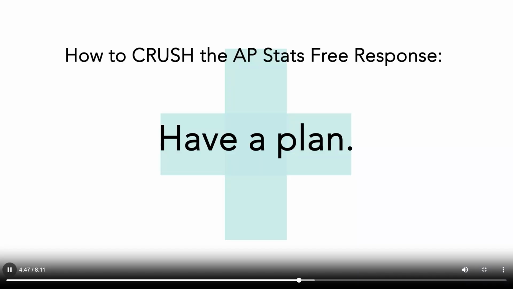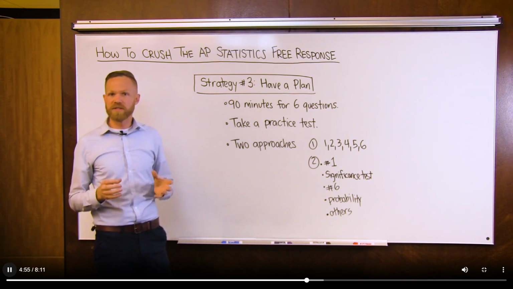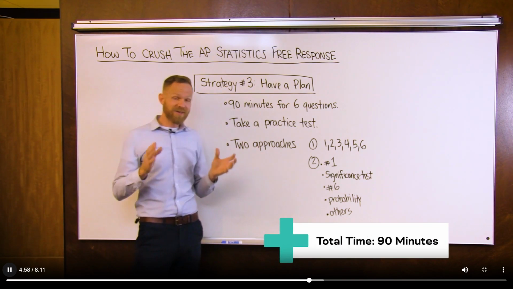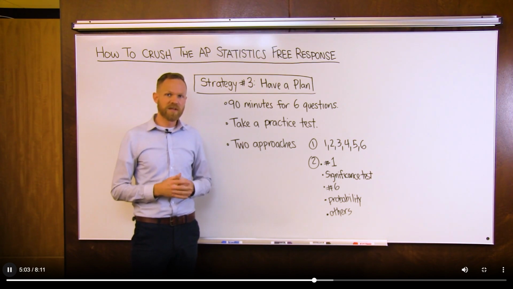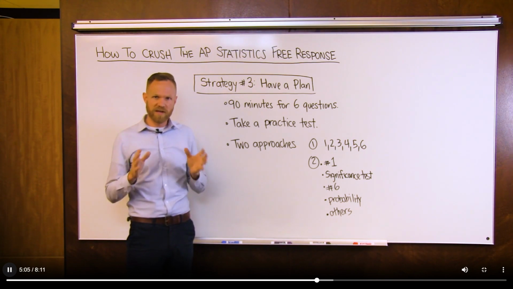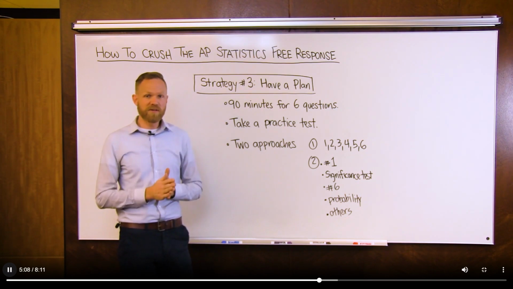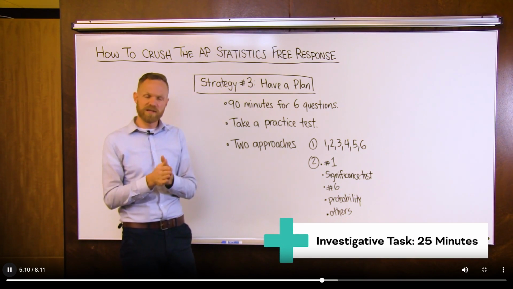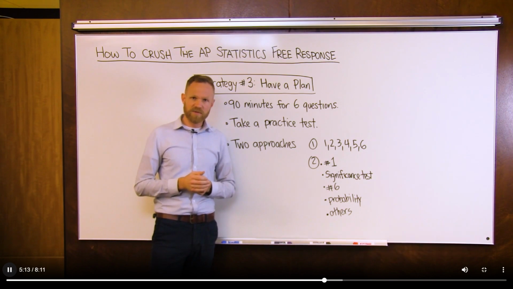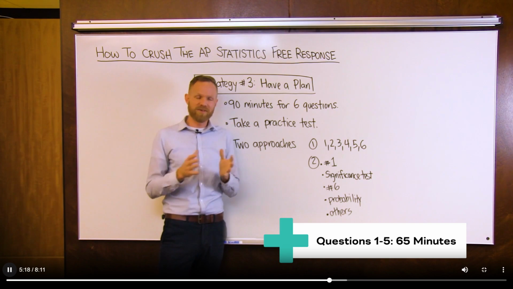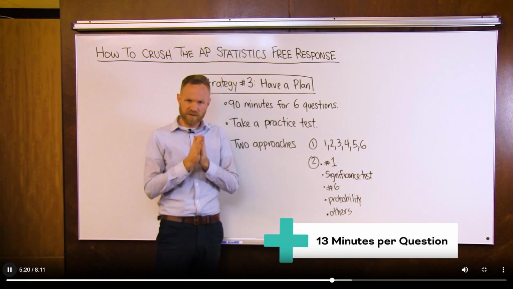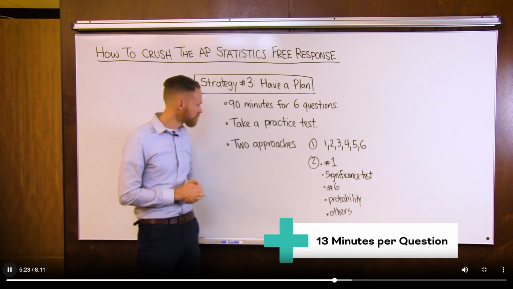Strategy number 3 is to make sure that you have a plan to attack the free response questions. So first thing you need to know is that you have 90 minutes overall to complete 6 questions. And while that may sound like a lot of time, if you are clearly communicating your understanding on each of the 6 questions, it is likely that you will use the entirety of the 90 minutes. I know I said earlier on the investigative task, you should plan to spend about 25 minutes, which is going to leave you with about 65 minutes for the other 5 questions. So on average, you're going to be spending about 13 minutes for each one of those questions, 1 through 5.